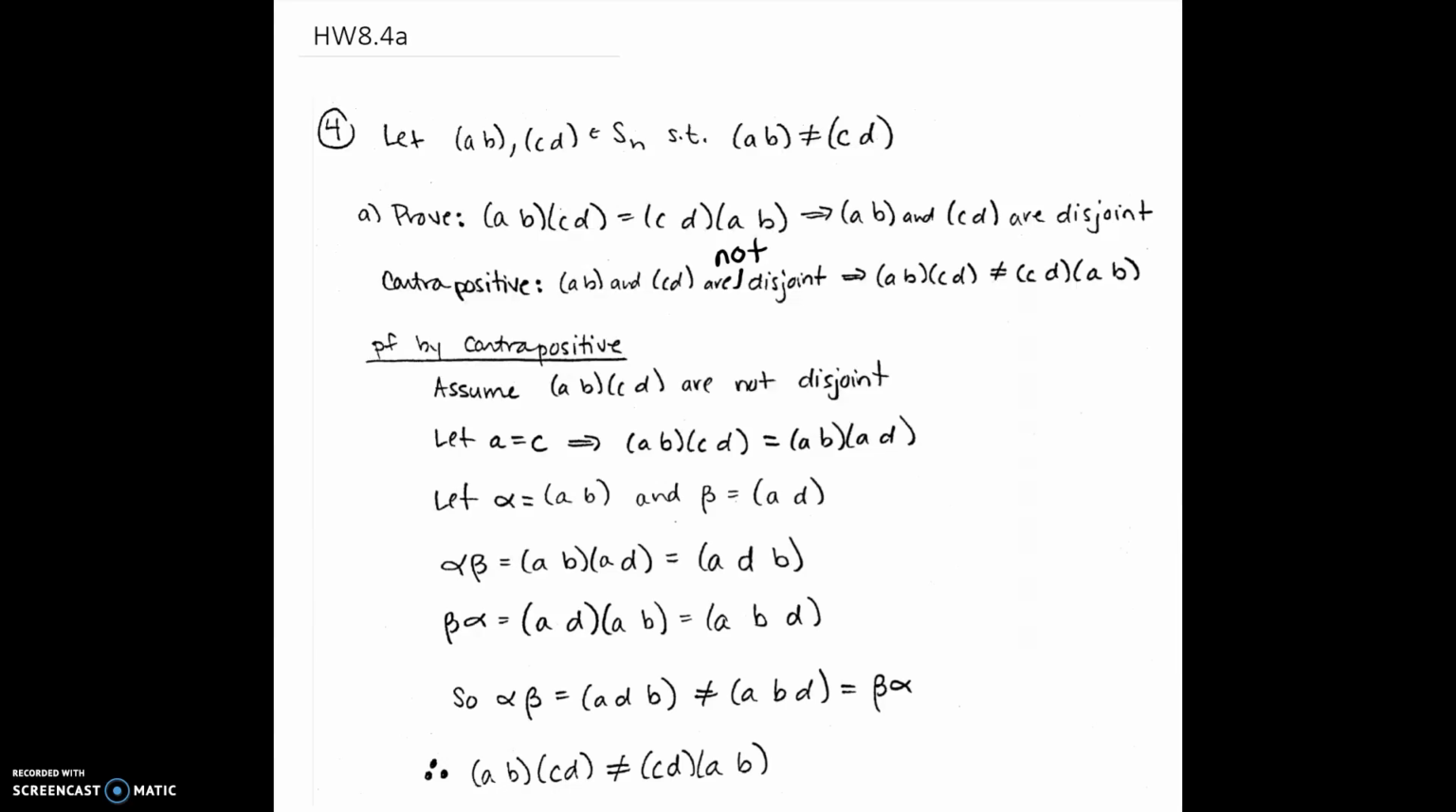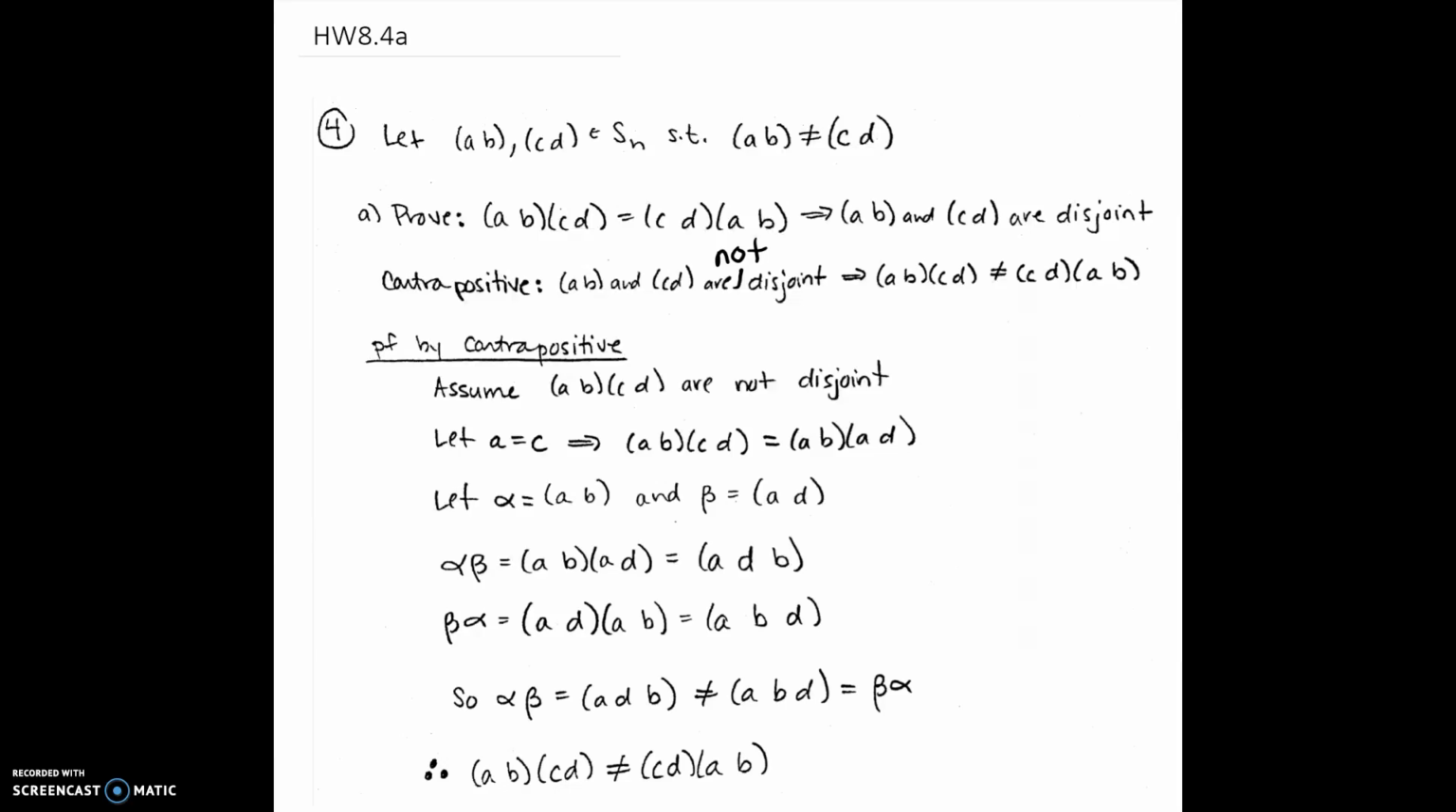I had problem number 4 on homework 8. It had 2 parts. So for both parts, you start with: let AB and CD be members of Sn such that AB does not equal CD. So part A says, prove if AB times CD equals CD times AB, that implies that AB and CD are disjoint. So we're going to prove part A using the contrapositive.